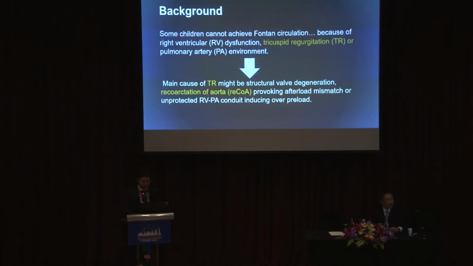No disclosure. Some children cannot achieve full-time saturation because of right ventricular dysfunction, tricuspid regurgitation, or pulmonary artery environment. The main cause of TR might be structural valve degeneration, recoarctation of the aorta provoking afterload mismatch, or an unprotected RVPA conduit inducing volume overload.